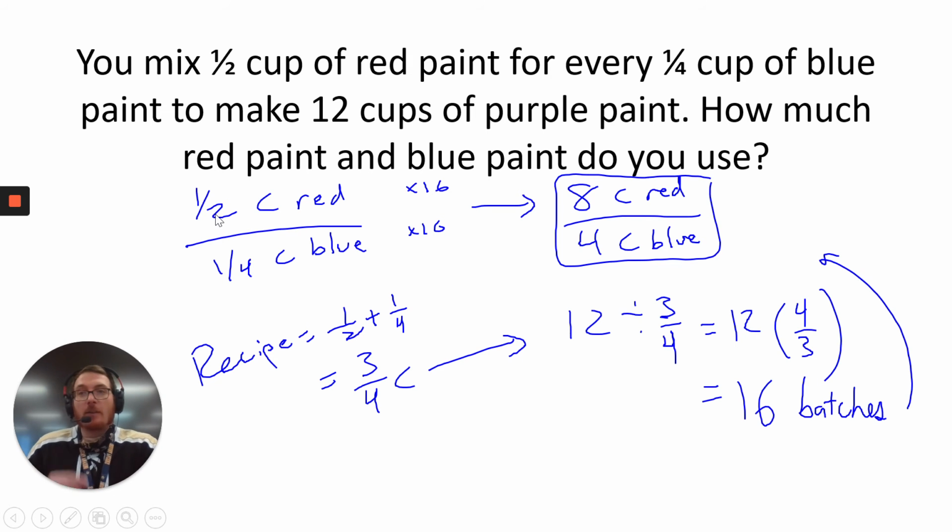which means my original recipe, going back up to the top, the 1/2 and 1/4 cups of red and blue need to be multiplied by 16. So 1/2 times 16 is 8, 1/4 times 16 is 4. And then in the end, I need 8 cups red and 4 cups blue.